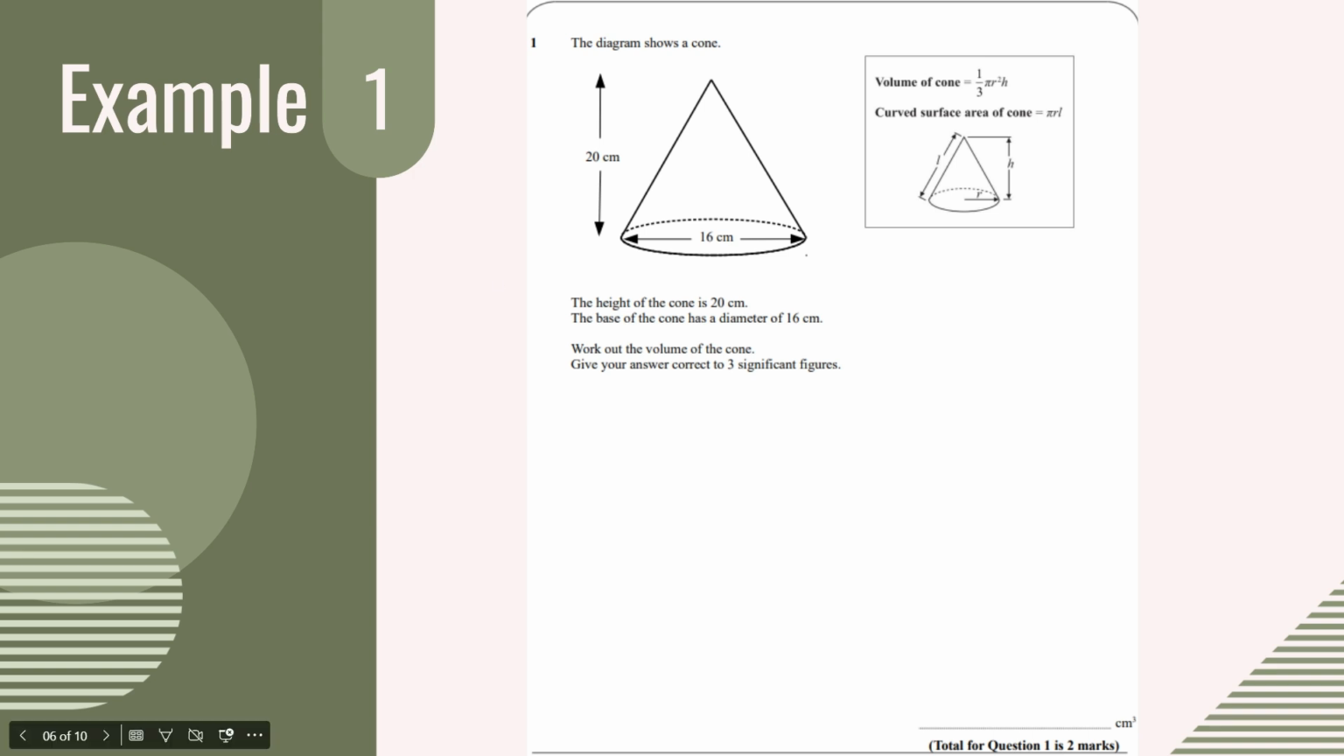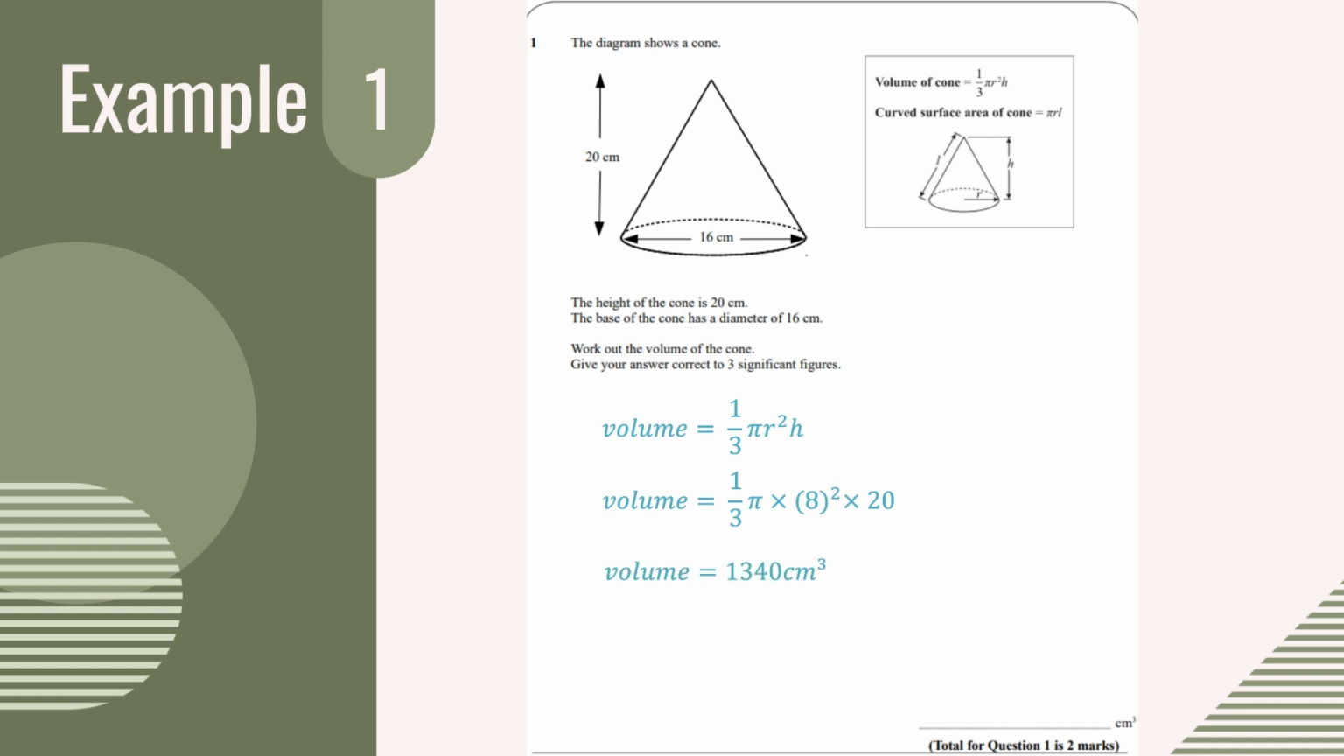So, the diagram shows a cone. The height of the cone is 20 centimeters and the base of the cone has a diameter of 16. Work out the volume of the cone and give your answer correct to three significant figures. So first, we're going to use the equation of 1/3 pi r squared times h. If we sub our values in, remember if we've got a diameter of 16, the radius is going to be 8. So we do 1/3 times pi times 8 squared times 20, because that is the vertical height. And this simply gets us to volume equals 1,340 centimeters cubed, and this is to three significant figures.